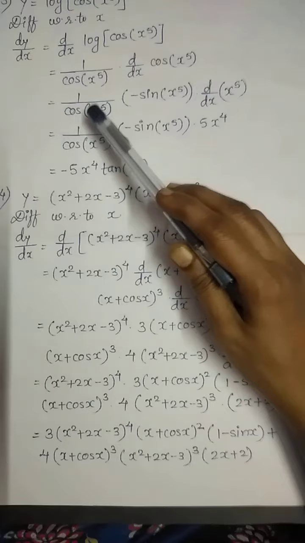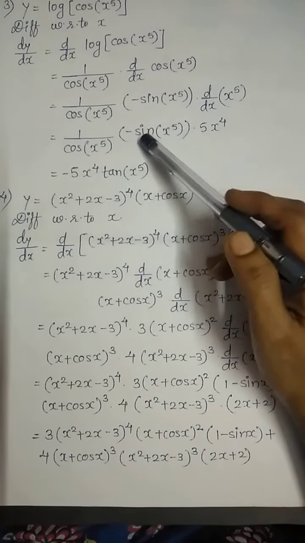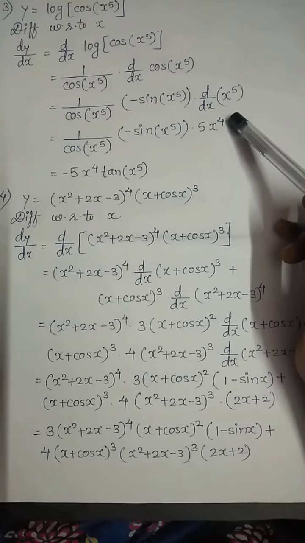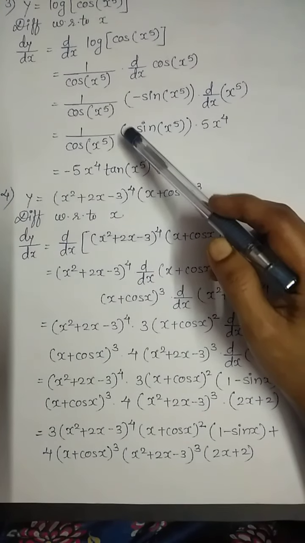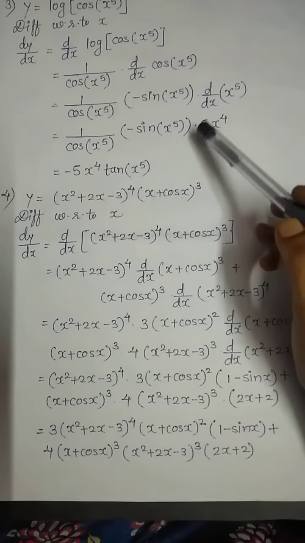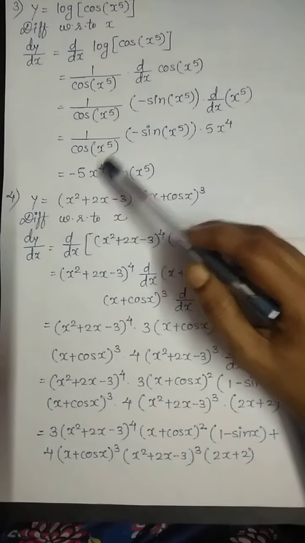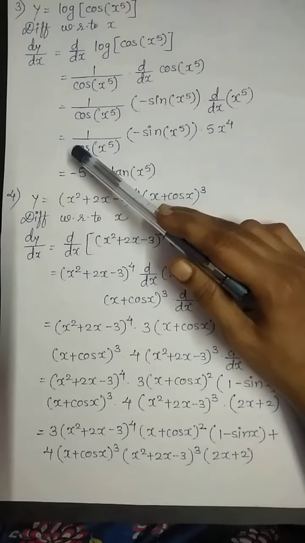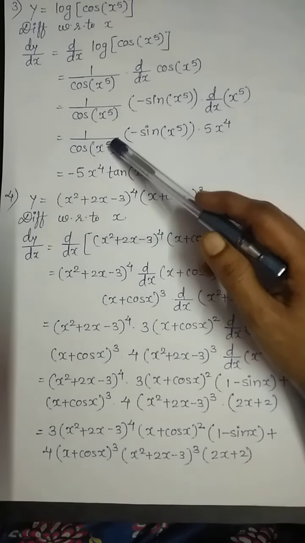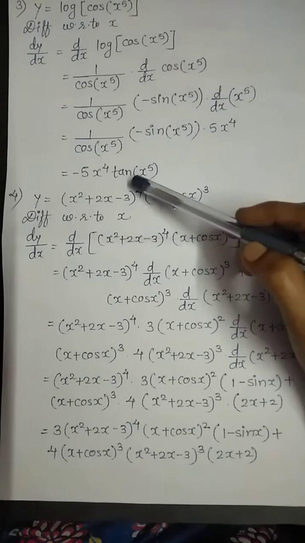So in next step, these two terms will be as it is, and derivative of x raised to 5 is 5x raised to 4. So while writing the final answer, we will write this negative sign first, then this algebraic function 5x raised to 4, and we know sin upon cos is tan. So sin x raised to 5 upon cos x raised to 5 together we can write as tan x raised to 5.